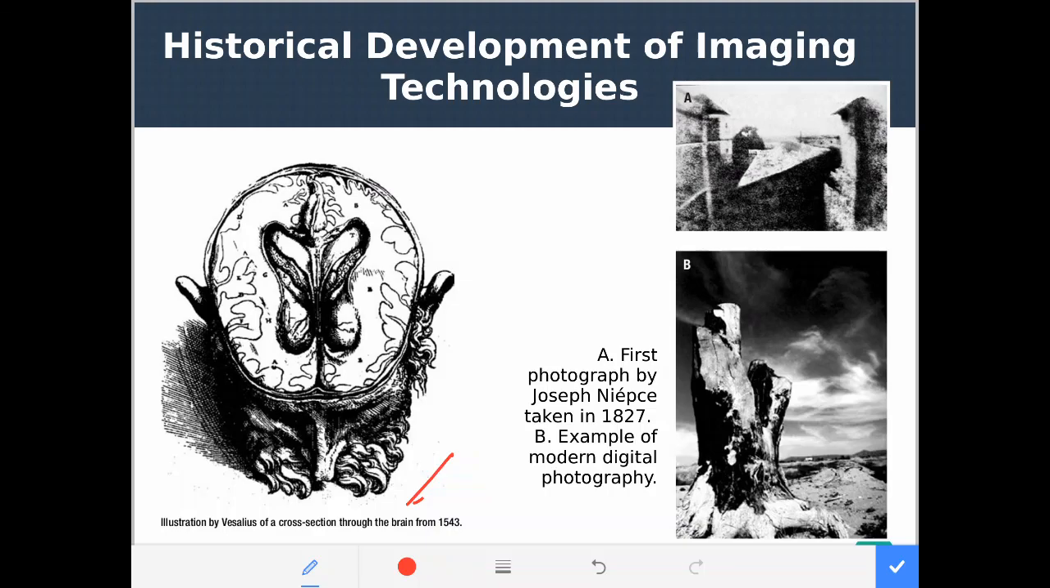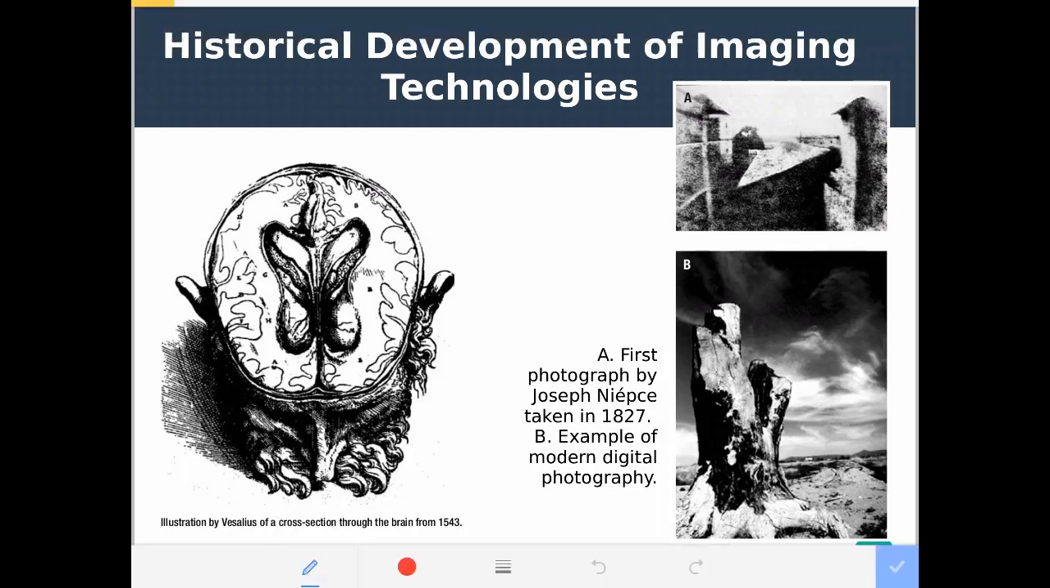It's very primitive. And then the image in A is the first photograph, taken by Joseph Niépce in 1827. So you can see the image is very grainy. This is 1827, so you can see the photography technology is still very crude. And then here is a later one, brought about by digital photography. As you can see, this is, I think, a landscape photograph of some chimneys, towers, and a roof.